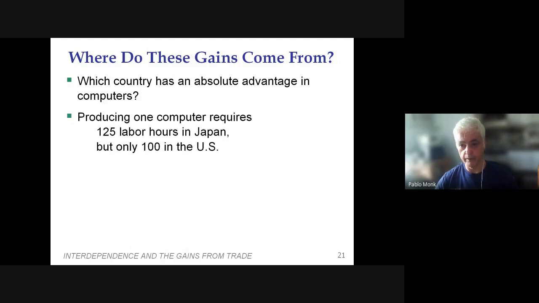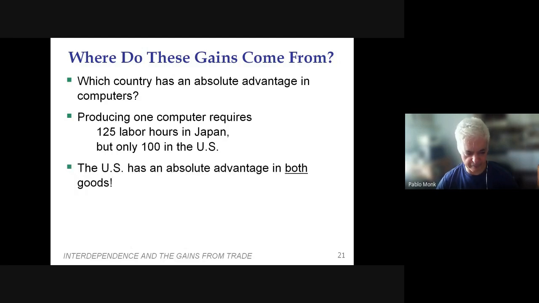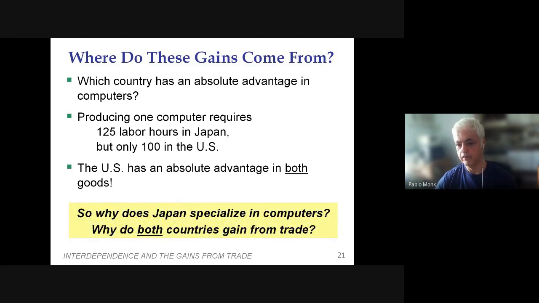So which country has an absolute advantage in computers? Well, 125 hours in Japan, 100 in the US. So this is a weird situation where we saw the US is actually better at both. But there's still an advantage to trade. You don't even have to have an absolute advantage. So why does Japan specialize in computers? Why do both countries gain from trade?